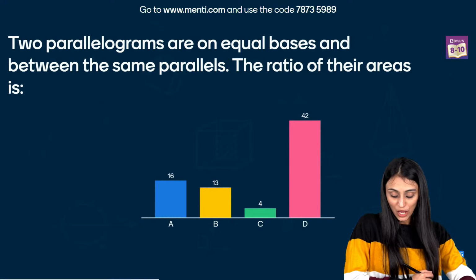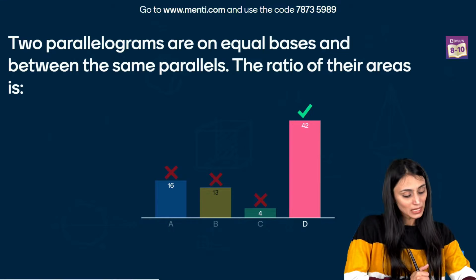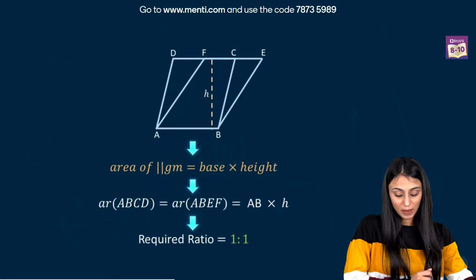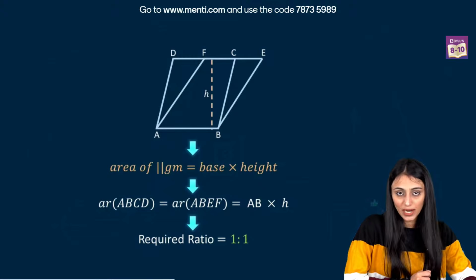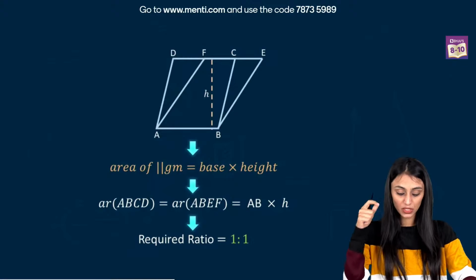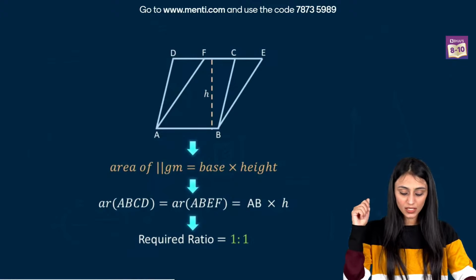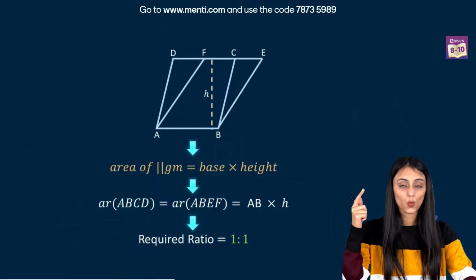Time is up. Okay. So option D is the right answer. But still, some students are saying it's A, B, and some are saying it's C also. But maximum students have given the correct answer. Let's check the solution. So here parallelograms are on the same base between the same parallels, right? So we know that area of parallelogram is nothing but base times height. You can see this height over here, right? This perpendicular distance that is denoted by h. So area of ABCD and area of ABEF is going to be equal, right? Because we have learned that two parallelograms on the same base between the same parallels are equal in area. This is the property that we are using here. So since their area is equal, that would be equal to AB times h. So required ratio in that case would be 1:1, right?